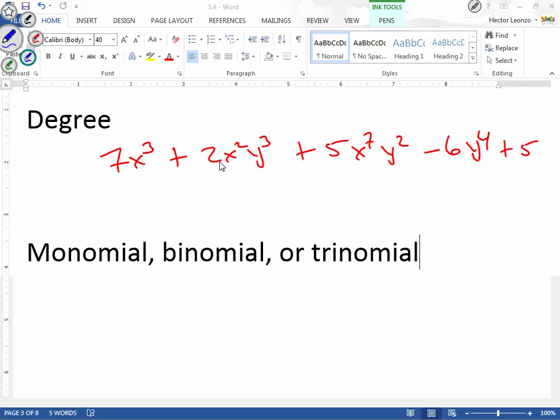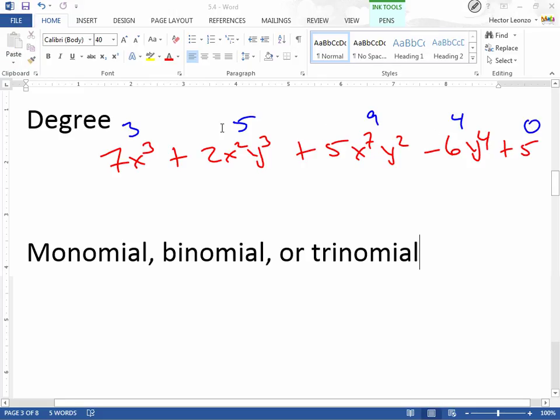It doesn't matter if they're different letters. We're just going to add the exponents of each term. So this term right here, the degree is 3. Once again, I'm just adding the exponents. Ignore the coefficient. Here, my second term, my degree is 5. Once again, I added the exponents. On my third term, my degree is 9. Here, my degree is 4. And this last one, because I don't see a letter, technically the degree is 0, because I could have x to the 0. So every term has a degree.